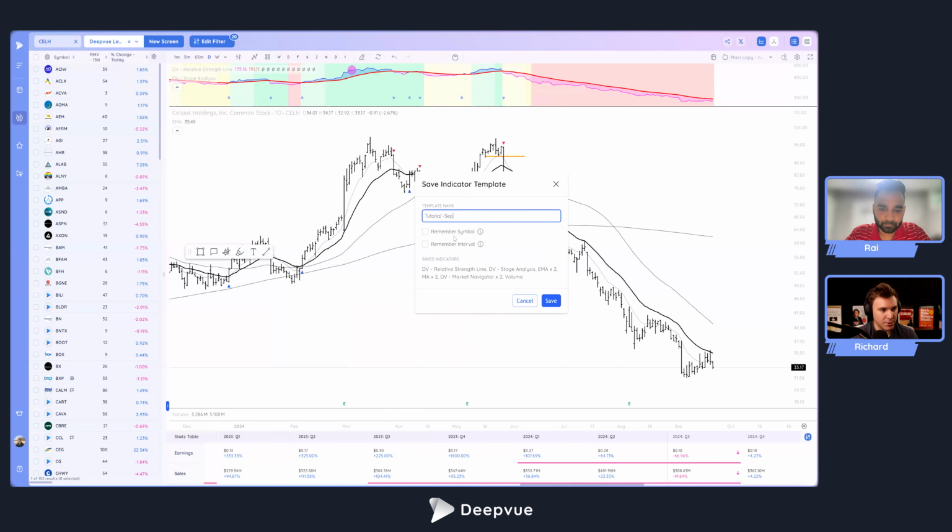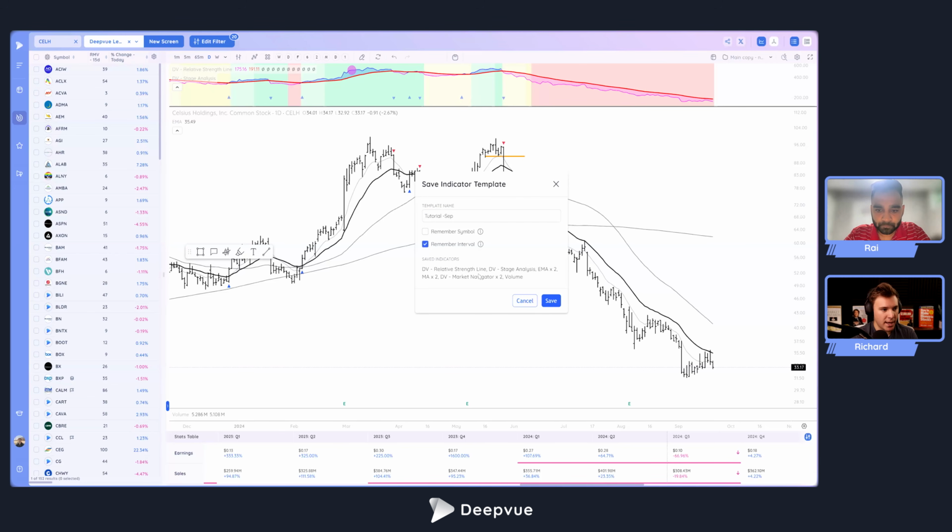You can have it remember the symbol that you're on or the interval. This is helpful if you're creating a chart template, say for a 15-minute time frame or a weekly time frame or a daily time frame, and when you click it, you always want to load that time frame. You want to go ahead and select remember interval.